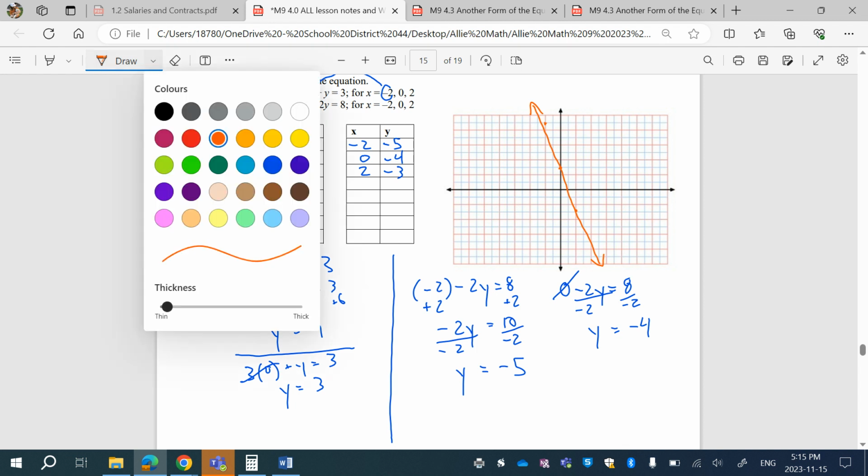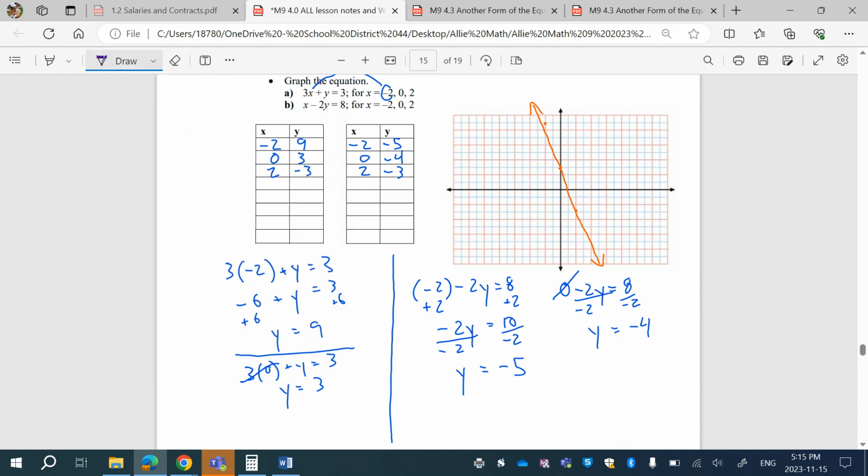And our next one, I'll use another color. Again, let's start at negative 2x, and we are at a negative y this time: 1, 2, 3, 4, 5. Now we're at 0, and we're at a negative 4: 1, 2, 3, 4. And our last one, we're at a positive 2, and we're at negative 3: 1, 2, 3. Okay. And that looks something like, there you go.